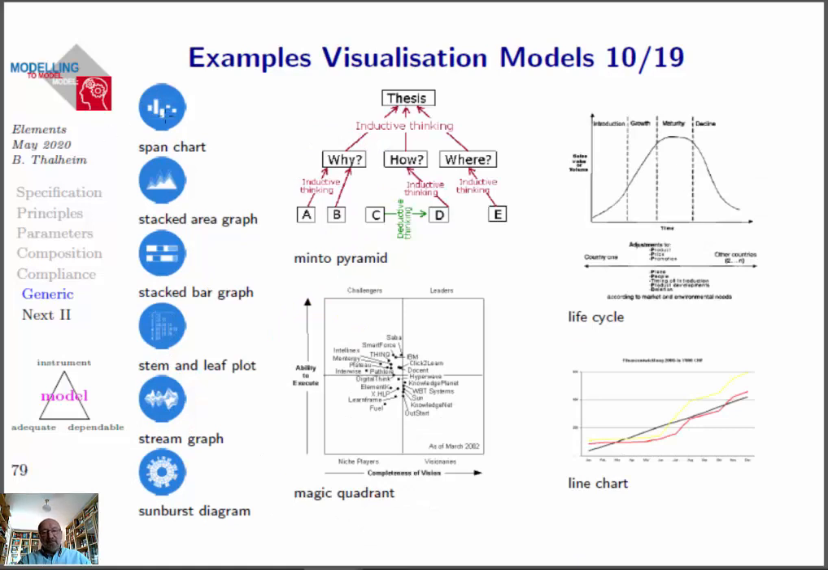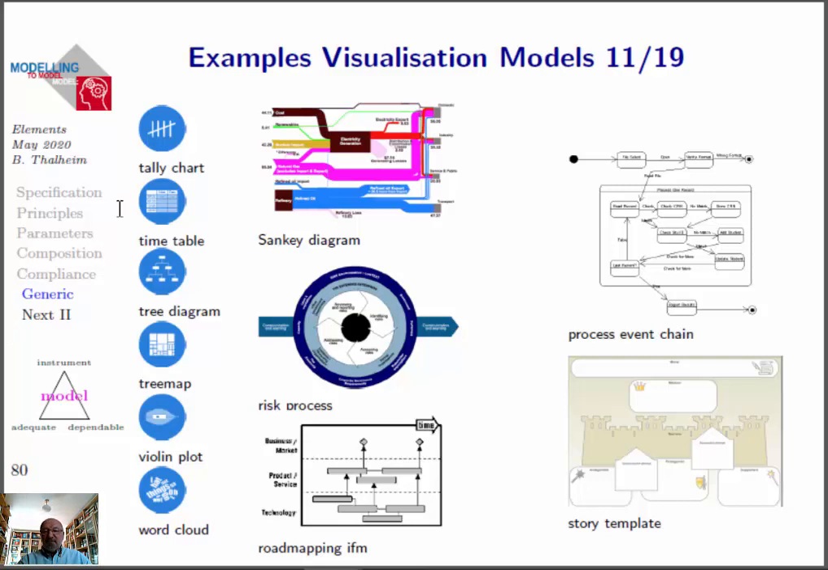Continuing with abstract, you have span charts, stacked area graphs, stacked bar graphs, stem and leaf plots, stream graphs, sunburst diagrams. Or you can say, okay fine, you can also make some kind of pattern for the WH framework, why, how, where, and then in this case you have now some kind of argument map. You can use the classical magic quadrant that is really a little bit misleading, but anyway it's a good thing. You might have line charts or life cycle charts, or let's say some categorization of the life cycle. As an abstract model, you can have again tally charts, timetables, tree diagrams, tree maps, violin plots, word clouds.